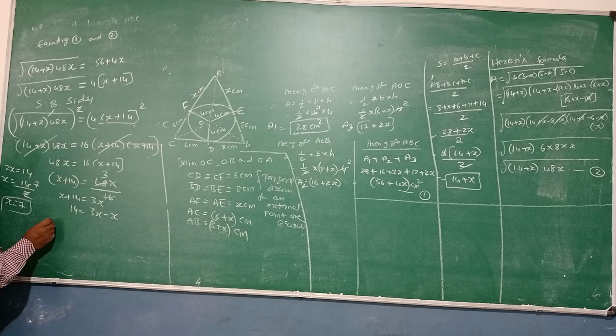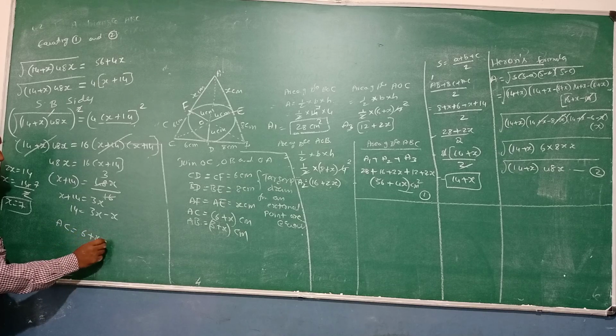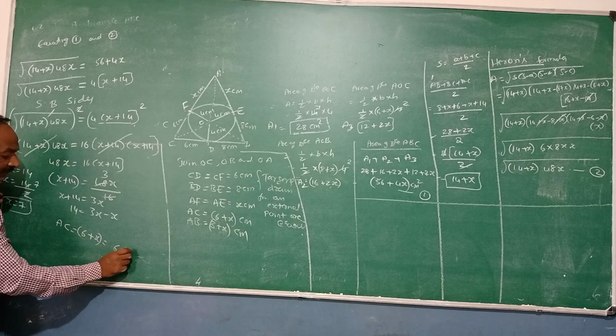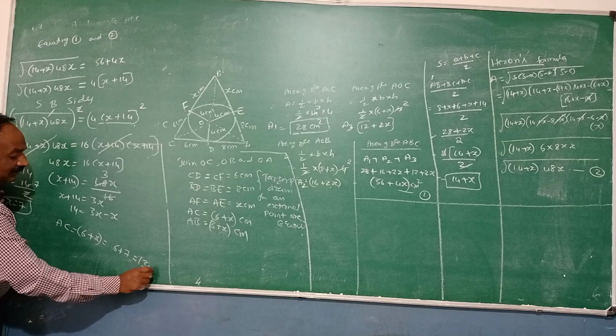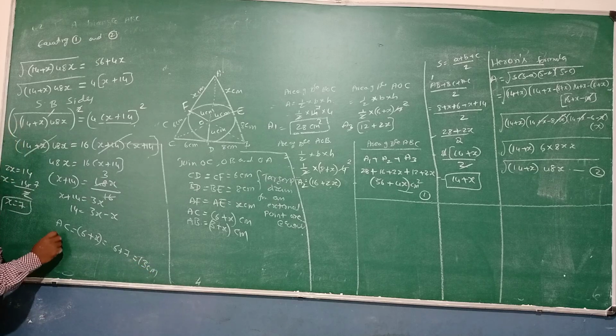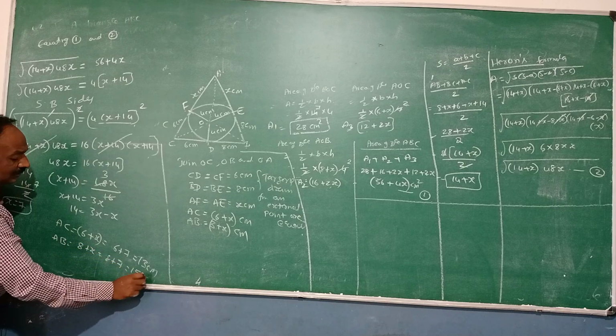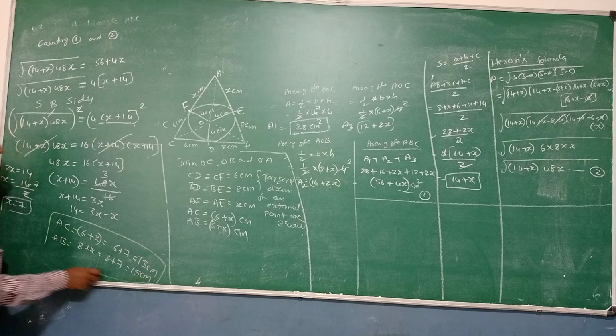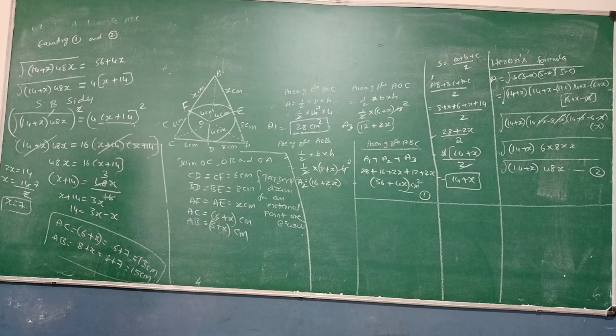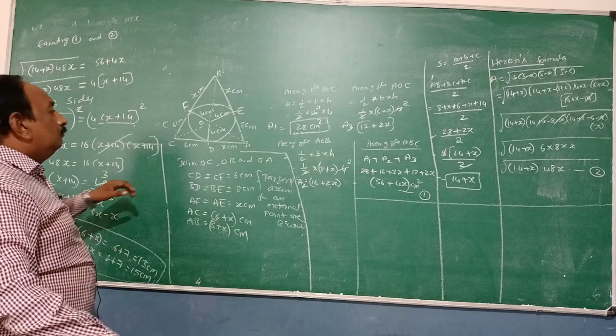What is the measurement of AC? AC is equal to 6 plus x, that is equal to 6 plus 7, 13 centimeter. And then AB is equal to 8 plus x, 8 plus 7, that is equal to 15 centimeter. This is the question. It may carry 5 marks, my dear students. It takes 15 minutes to complete the problem.